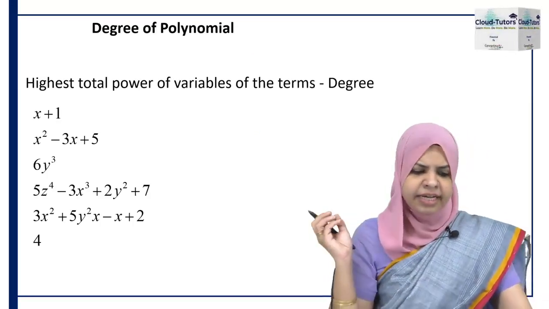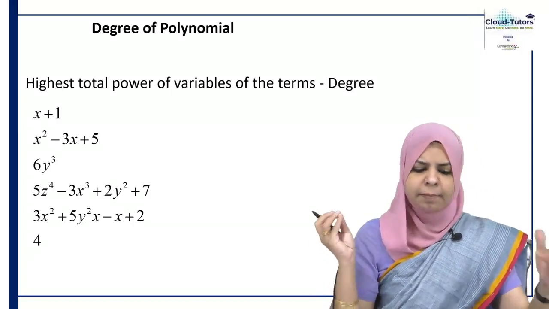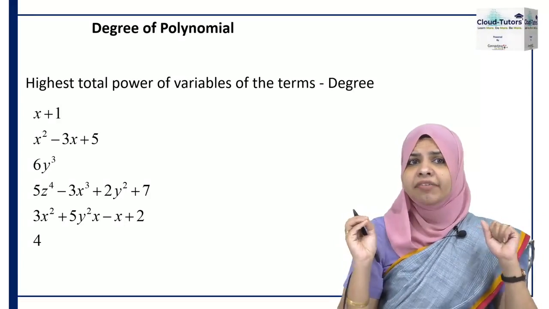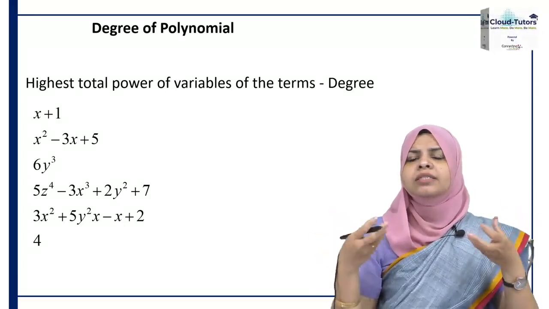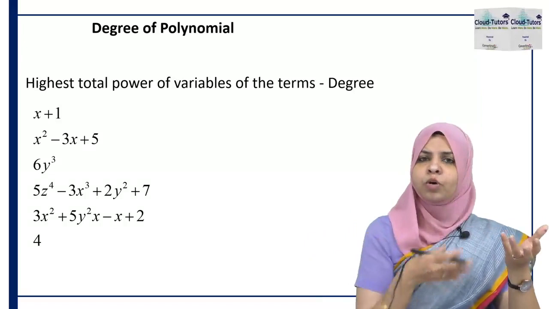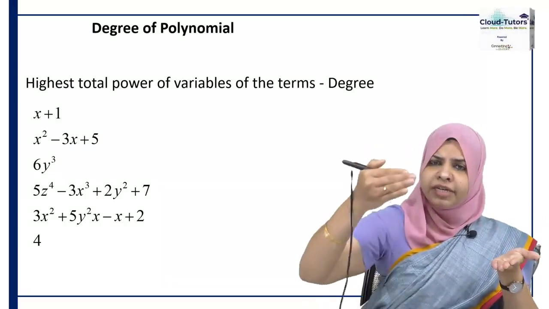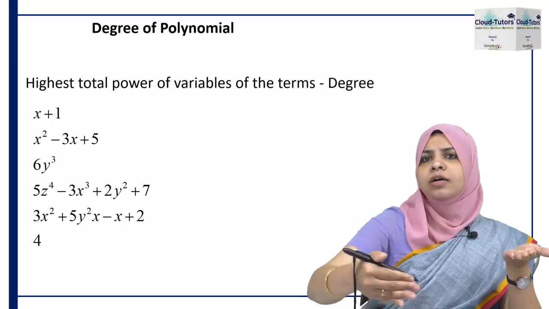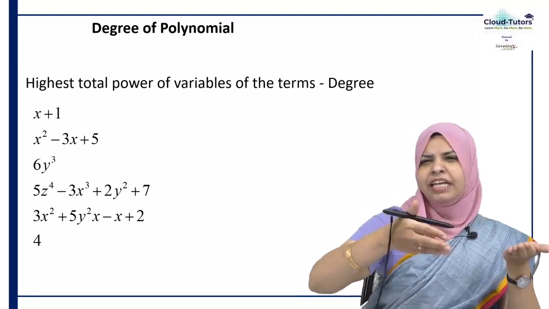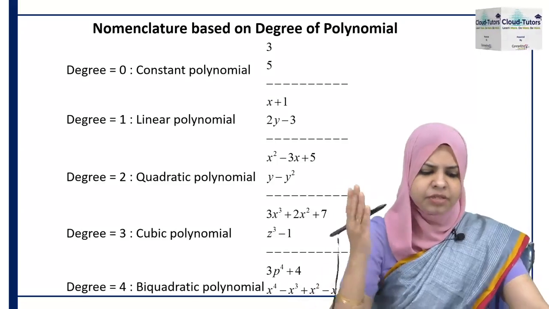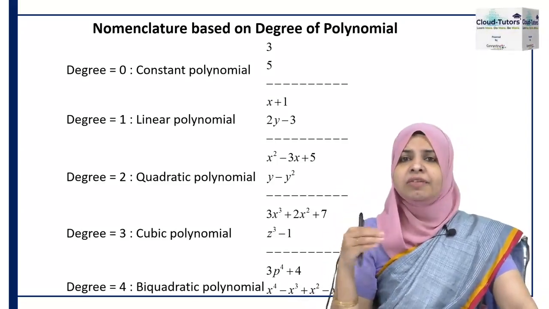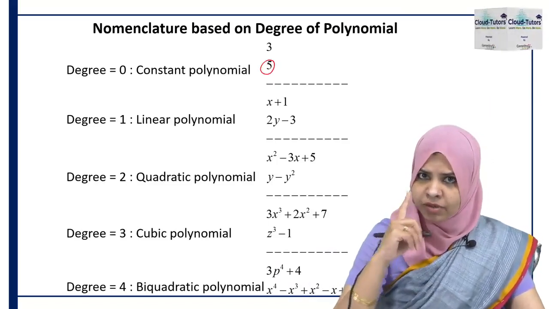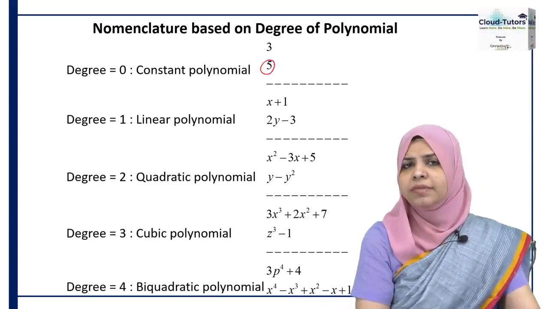Then the degree is the highest total power of the variables in the terms. It defines whether it is a polynomial or linear. Linear means what? When you have a single term. So whenever you have a single term, see here, definitely one term, but what is the degree of this? Degree is 0.